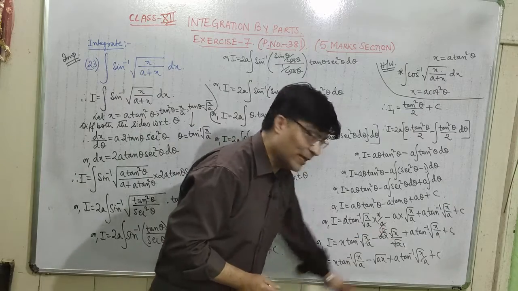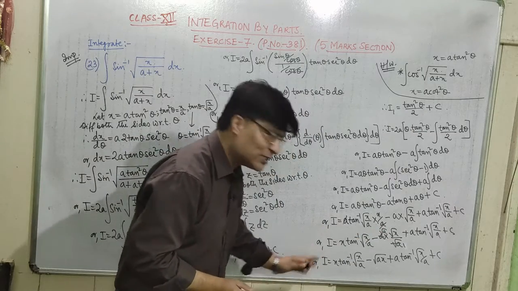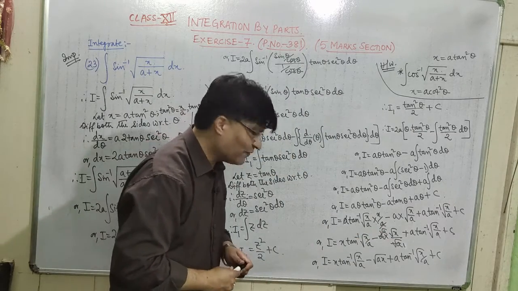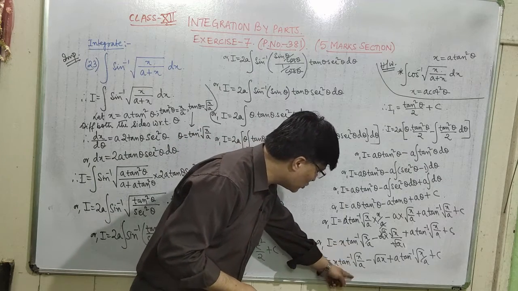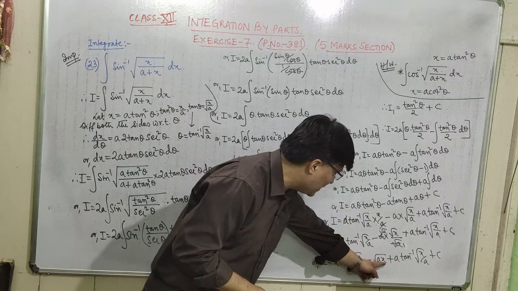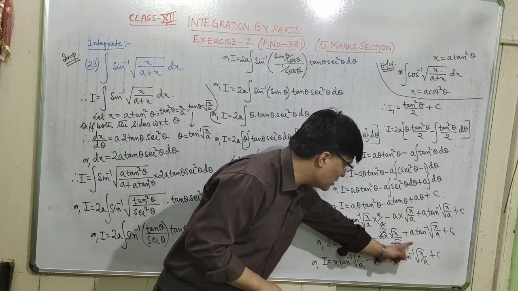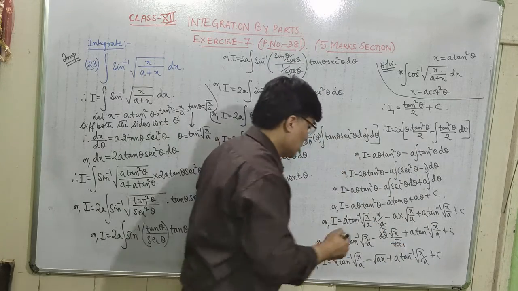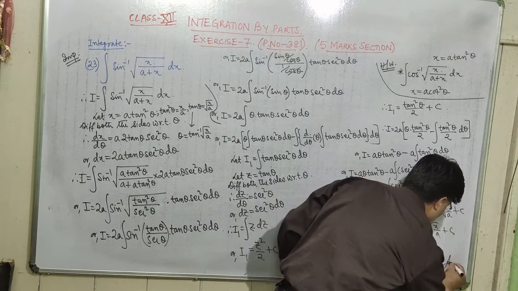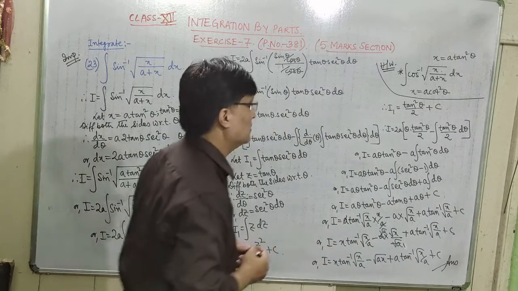So this is your root over ax. So the final answer is I is equal to, what is the final answer? x tan inverse root over x by a minus root over ax plus a tan inverse root over x by a plus c. So this is the final answer.